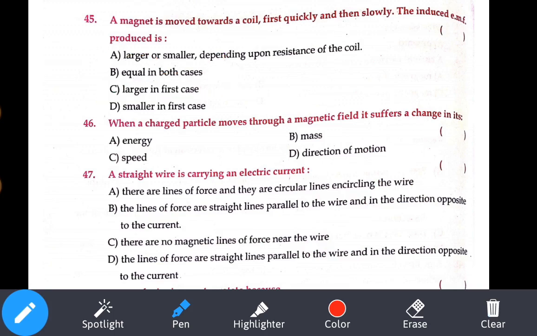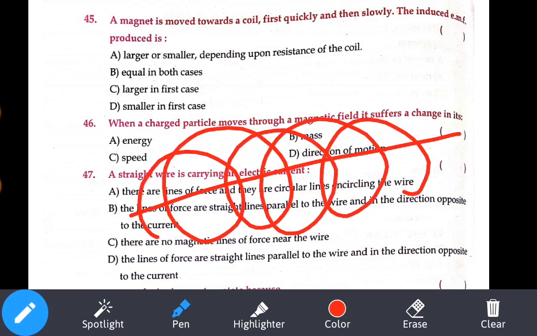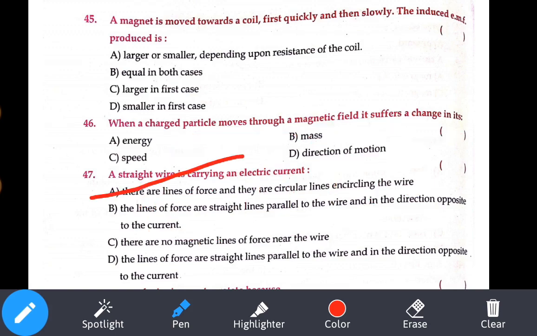When a charged particle is moving through a magnetic field, it suffers a change in its what? We have seen that when a magnet is placed near a TV, distortion in the TV screen occurs. There is a change in the direction of the motion of the electrons. So we can say option number D. A straight wire is carrying an electric current. We already know a magnetic field will be induced in concentric circles, lines of force that are circular lines encircling the wire. The 47th question answer is 1.